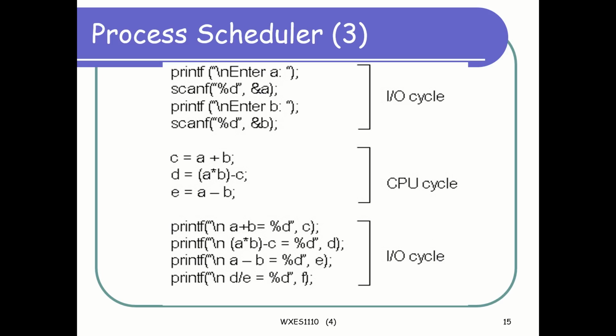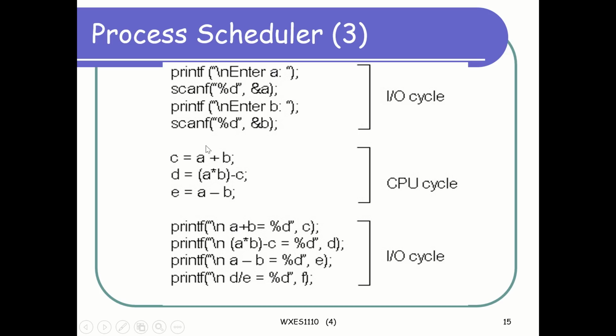So this is one of the process schedulers. You have an input output cycle: you print F, enter A, and then it will display A. Then you try to enter B, and then it will display a B value. So this is the CPU cycle: C execution, C is equal to A and B, and so on, and it alternates back to the input output cycle. This is the initial input output cycle.